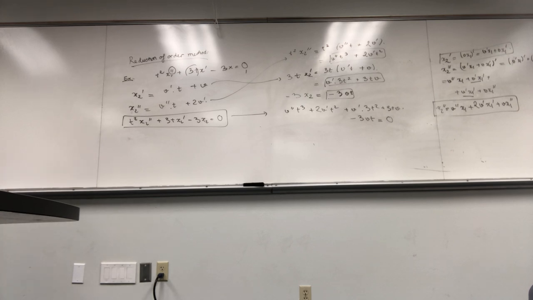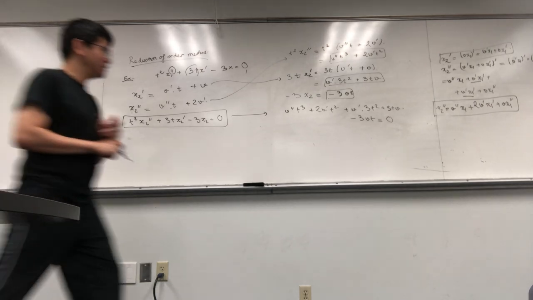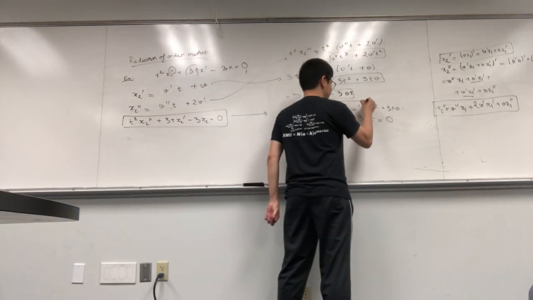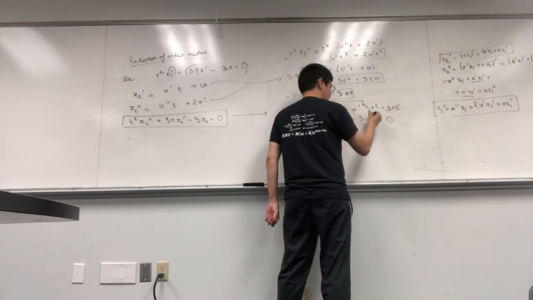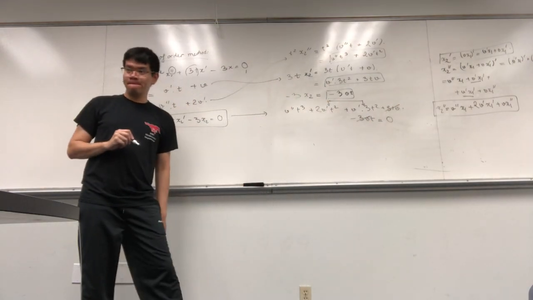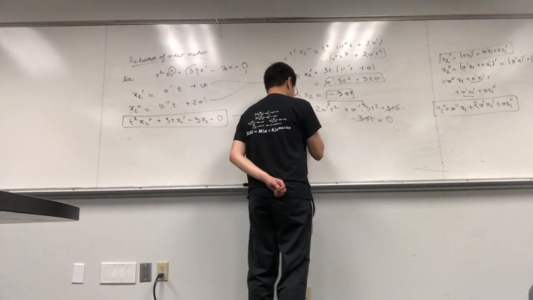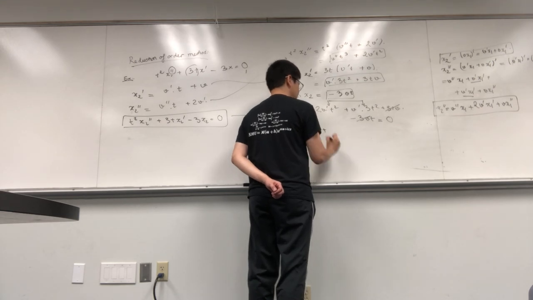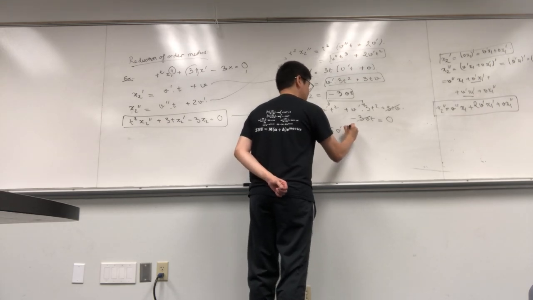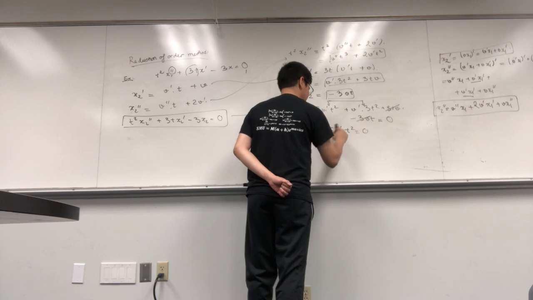So can I simplify this? How can I simplify? The 3tv and the minus 3tv cancel out, and you can add the 2v prime t squared. So I can combine this and this, right? And this cancels out. So you have v second t cubed plus 5v prime t squared is zero.